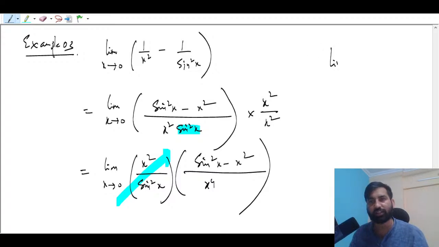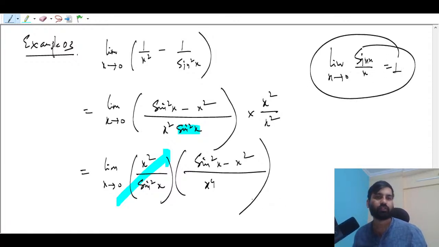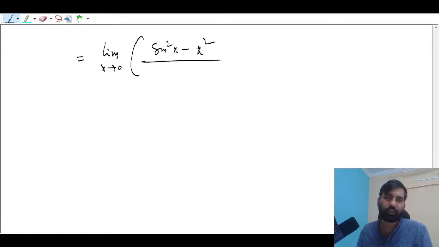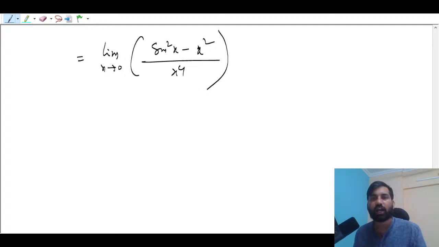So you must know that limit sine x by x tending to 0 is 1. So squaring is there, right? If you square it, still it will be 1. So it is nothing but limit x tending to 0 of sine square x minus x square by x to the power 4, right? I hope this makes sense.